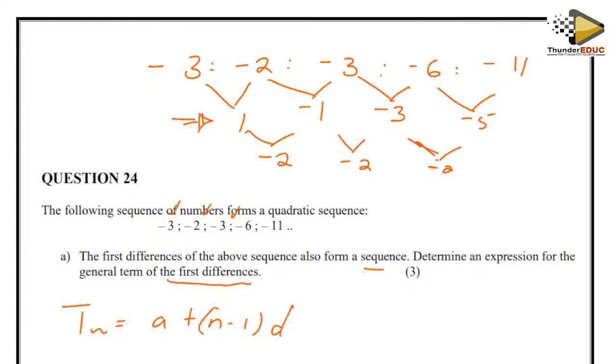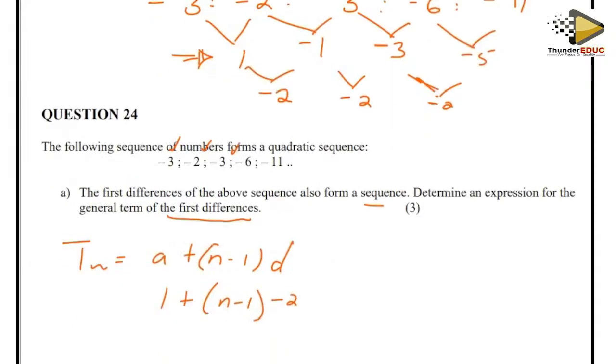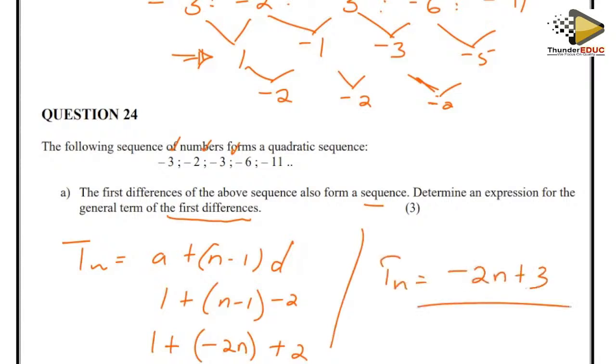Our first term is a 1, that is n minus 1, and the common difference is -2. Then we just need to open up this bracket. That's going to be 1 plus -2n plus 2. Then 1 plus 2 is 3, which means the Tn is just going to be -2n plus 3.